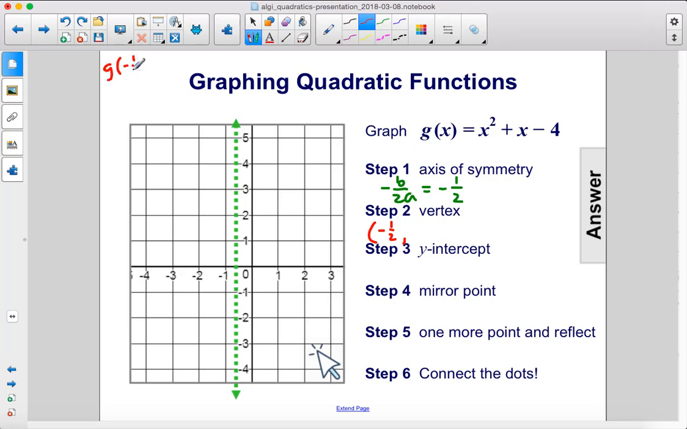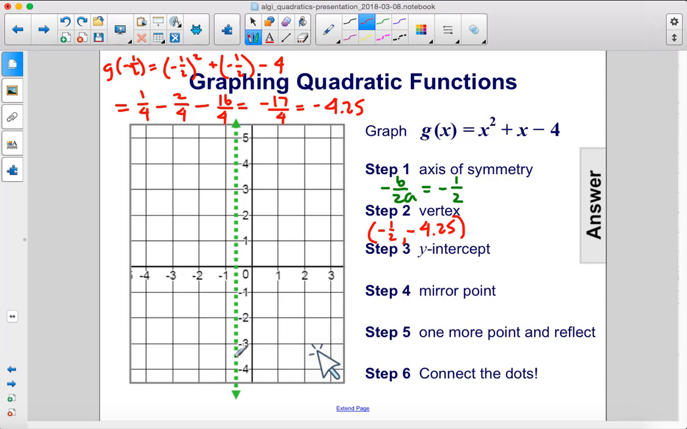We take g of negative 1/2, and then that equals negative 1/2 squared plus negative 1/2 minus 4, and that gives us positive 1/4 minus 1/2, but if I want to do common denominators, that becomes 2/4 minus 4, but that's also known as 16/4. So now we can just do this math. 1 minus 2 gives us negative 1 minus 16, negative 17/4, which is also negative 4.25. So that point is at negative 4.25. All right, so there's our vertex.